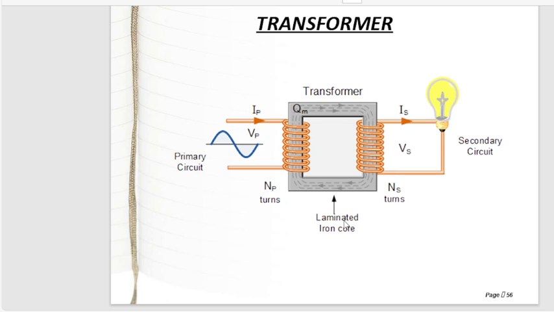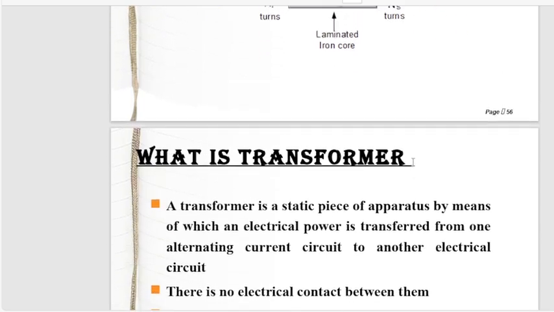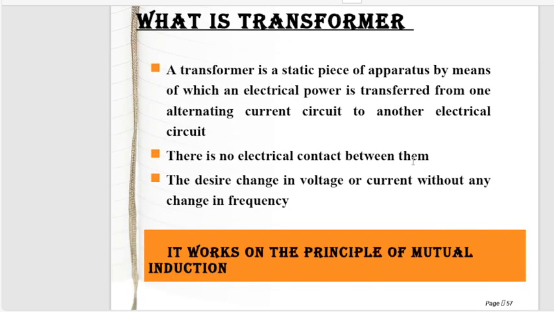The number of turns for the primary circuitry is mentioned using NP turns, and for the secondary using NS turns. The voltage across the primary circuit is represented using VP, the primary voltage, and the current using IP, the primary current. Similarly for the secondary circuit, we represent it using IS and VS. So we need to understand what a transformer is.